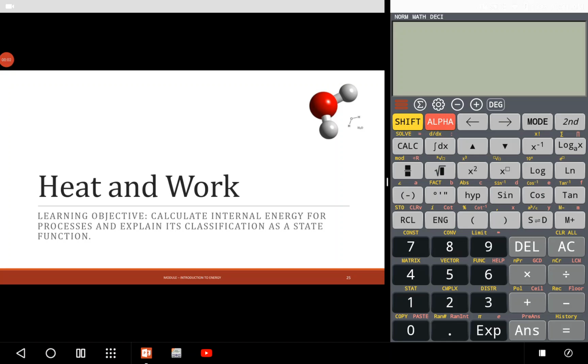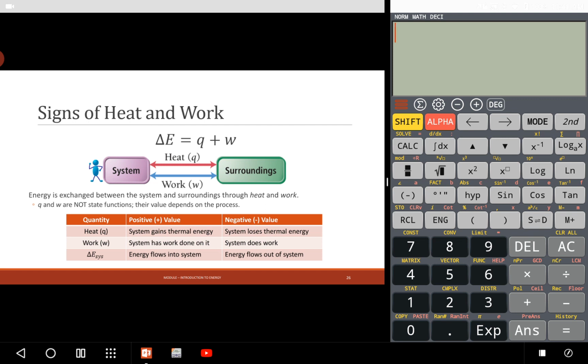In this video, we're going to be talking about heat and work and learning how to calculate heat and work so that we can calculate internal energy for processes and explain more how internal energy is classified as a state function. So heat and work are how energy is exchanged.